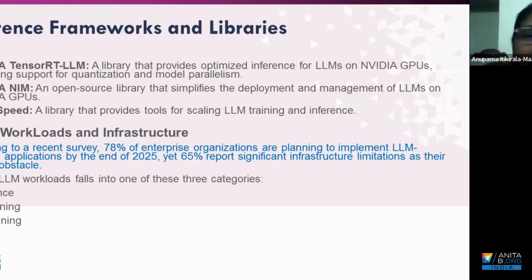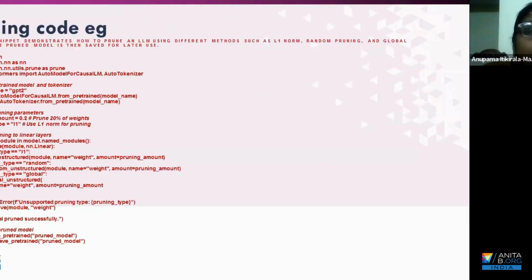This data I took from Gartner or somewhere. It says that 78% of enterprise organizations are planning to implement LLM-powered applications by the end of 2025. And we are in the mid-year now, so I have to see how it goes. Usually LLM workloads fall into one of these categories: inference, fine-tuning, and pre-training. We have been speaking about those. And this is the example I have.